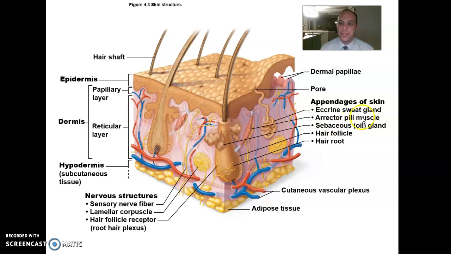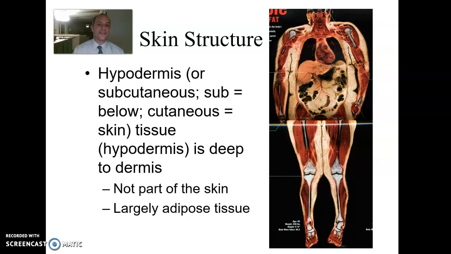It's called the erector pili muscle. And when your hair stands up, this is the muscle that makes your hair follicle stand up, which is pretty cool. Now below the dermis is another layer called the hypodermis. It's called subcutaneous tissue. Sub meaning below, cutaneous meaning skin. So it's not technically classified as a layer of the skin, but you will see it in the skin models.